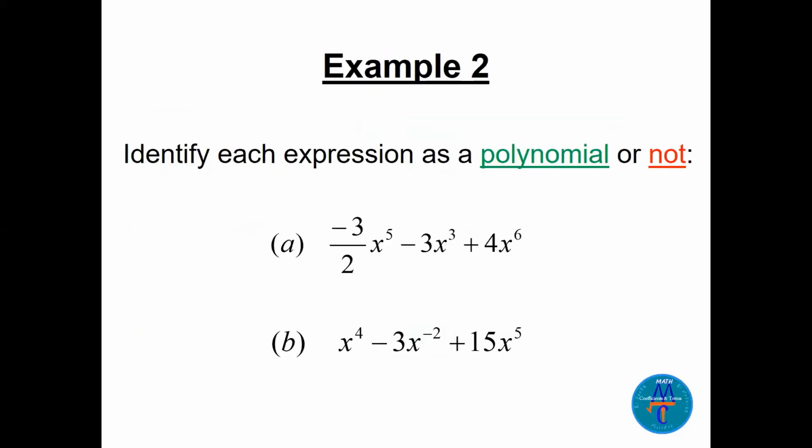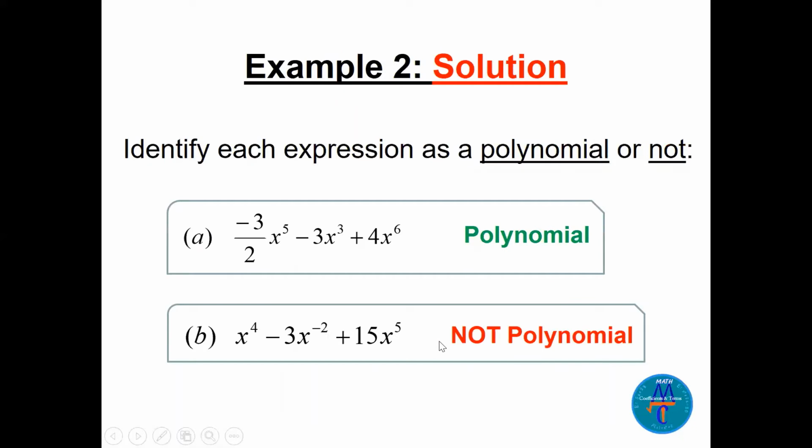Identify which one is a polynomial here from A and B, which one is not a polynomial. They are very similar here, very close. Minus 3 over 2 x to the power 5, minus 3x cubed, plus 4x to the power 6. And here we have x to the power 4, minus 3x to the power minus 2, plus 15x to the power 5. Which one is a polynomial? For sure, the first one is a polynomial, because with the same variable here, all the powers are positive or 0. And here we have a negative power. So the first one is a polynomial. The second one is not a polynomial.